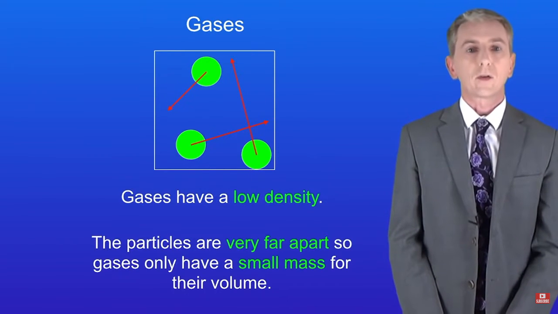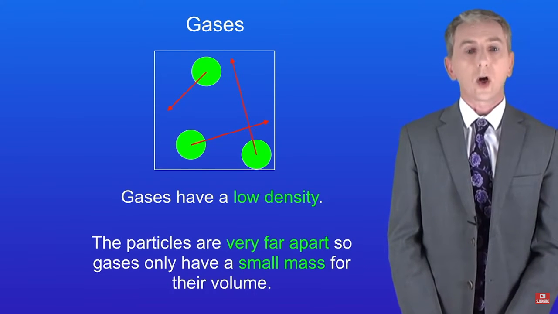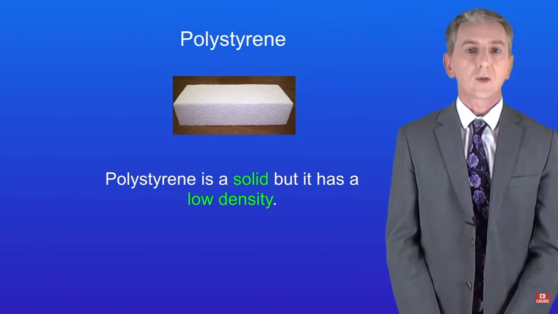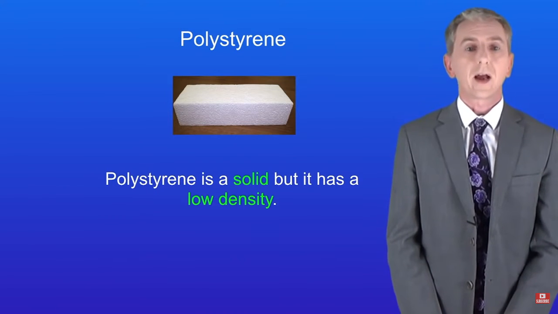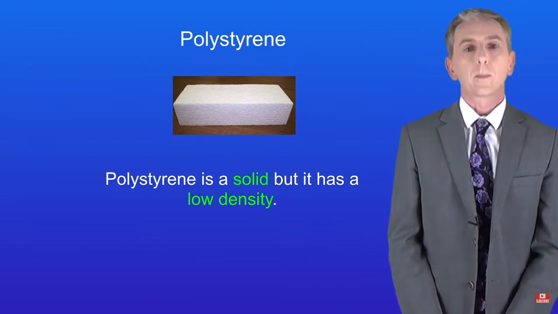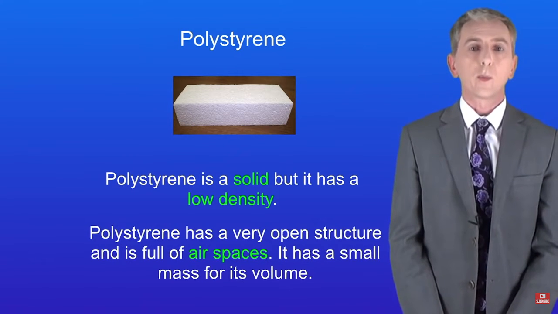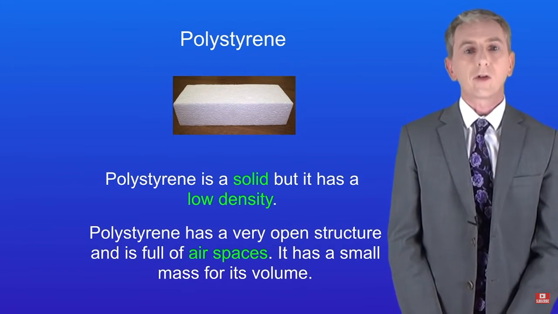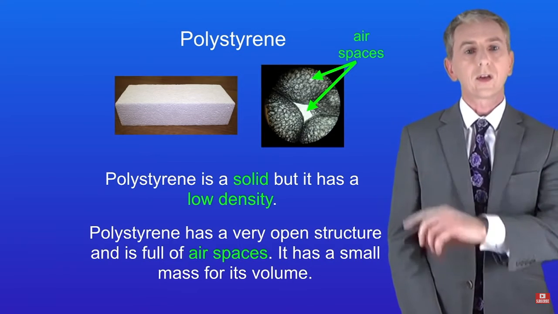That's because the particles are very far apart. So gases only have a small mass for their volume. Now, there are some exceptions to these rules. For example, polystyrene, which we saw earlier. This is a solid, but it has a low density. That's because it has a very open structure and is full of air spaces, so it has a small mass for its volume. I'm showing you polystyrene under a microscope here, and you can see the air spaces.